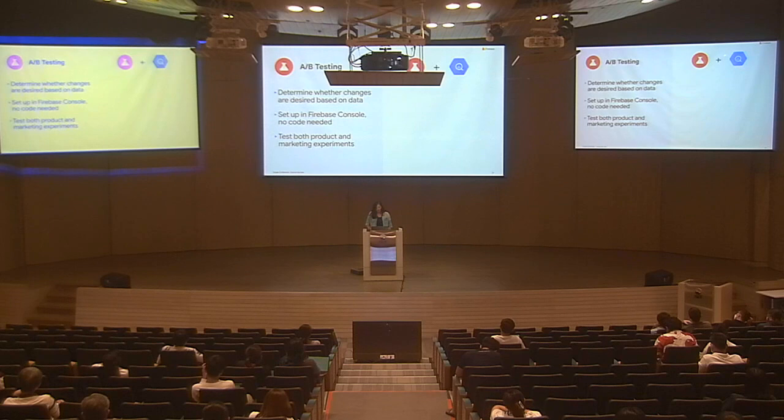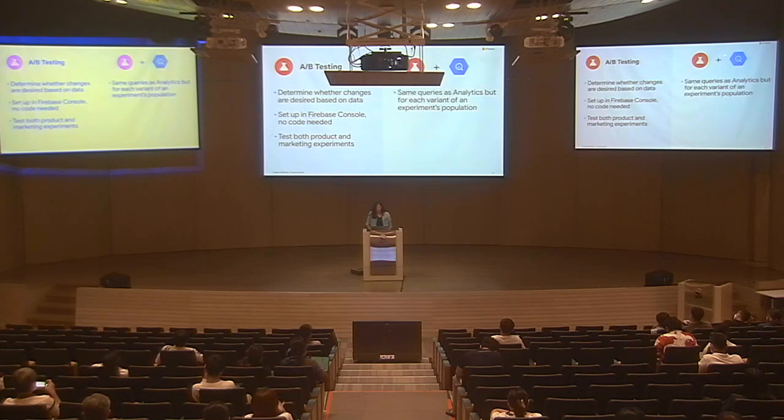And when you integrate A/B testing with BigQuery, there's actually a very convenient button in Firebase console that takes you directly to BigQuery with an example to query. Basically, you can do anything in BigQuery as you can do with analytics, but you can get event counts specifically for each variant of an experiment's population.